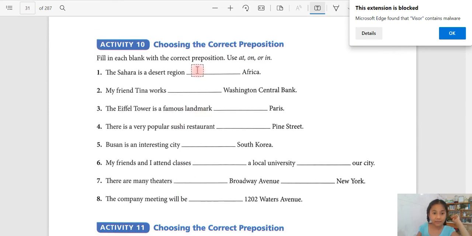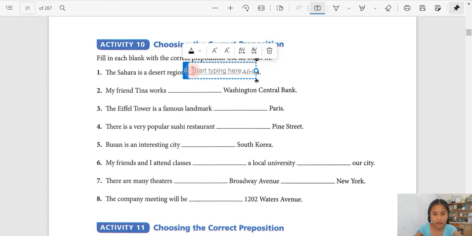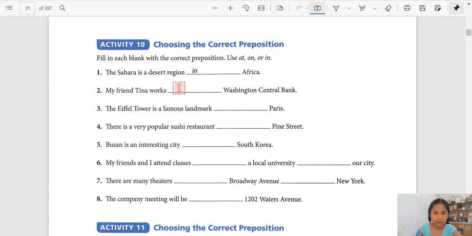Activity 10. Choosing the correct prepositions. Fill in each blank with the correct preposition: at, on, or in, okay? The Sahara is in the desert regions. In. My friend, you know words.